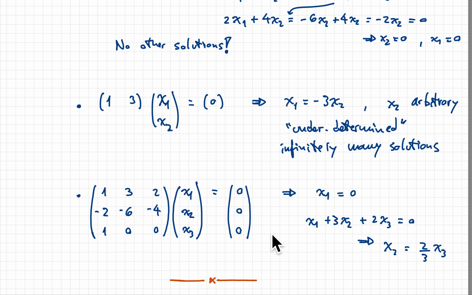So not only do you have the 0, 0, 0 solution, which you always have for homogeneous systems of equations, but you also have other solutions. And in this case, you'll see that you have an infinite number of solutions. That's all I have for you for this first part of linear systems of equations.